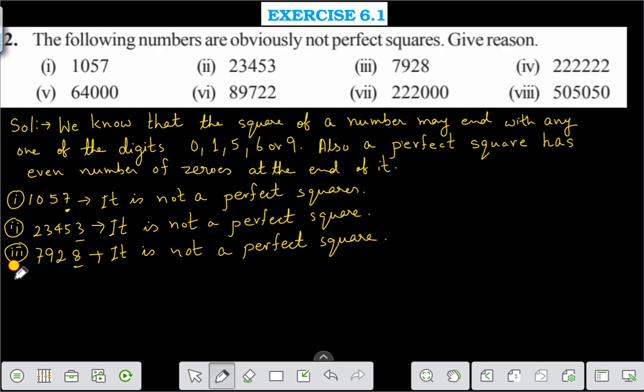Now question number 4. Question number 4 is 222222. The unit place is 2, but it is not 0, 1, 5, 6 or 9. Therefore it is also not a perfect square.